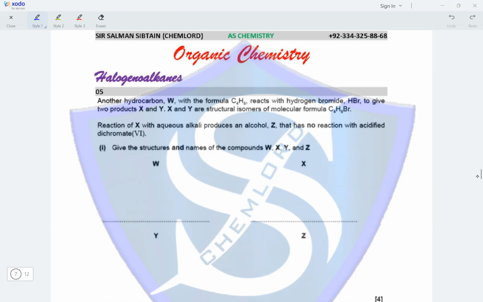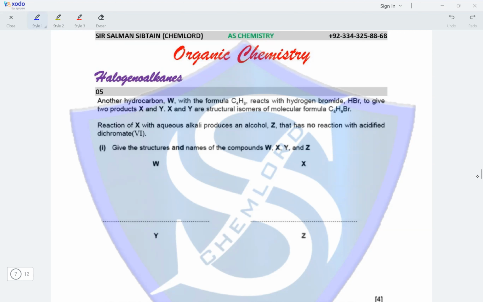Question 5. Another hydrocarbon W with the formula C4H8 reacts with hydrogen bromide to give two products X and Y. X and Y are structural isomers of molecular formula C4H9Br. Reaction of X with aqueous alkali produces an alcohol Z that has no reaction with acidified dichromate 6. Give the structures and names of the compounds W, X, Y, and Z.